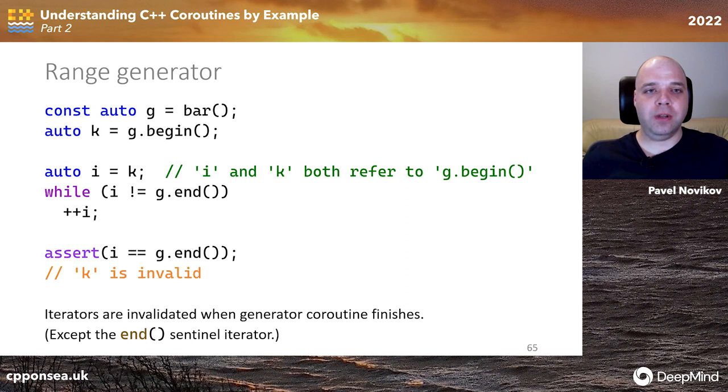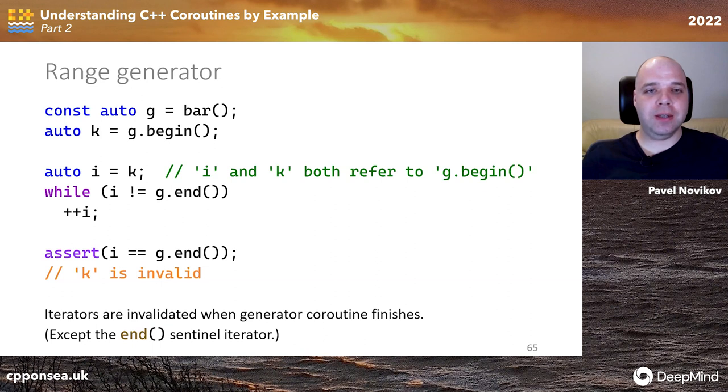So basically, when we have a generator, we can get an iterator from the begin call. In this case, the name of the variable is k. Our iterator, we can make a copy of that iterator named I. We can use one of them, in this case I, to loop and iterate over the values. And when iterator I becomes equal to end, this means that our coroutine is done, it is finished, and the iterator k that we saved becomes invalid.